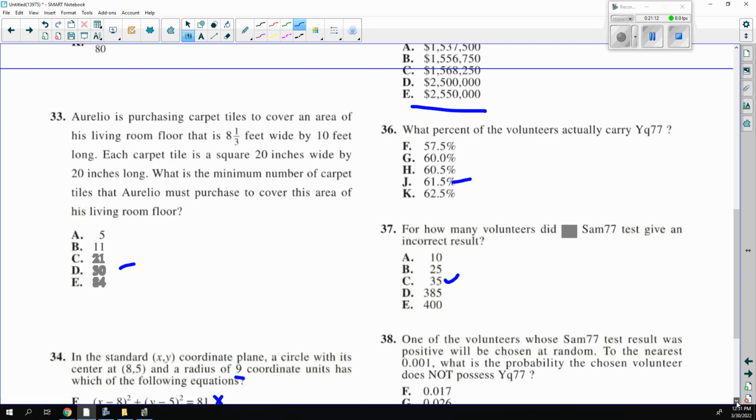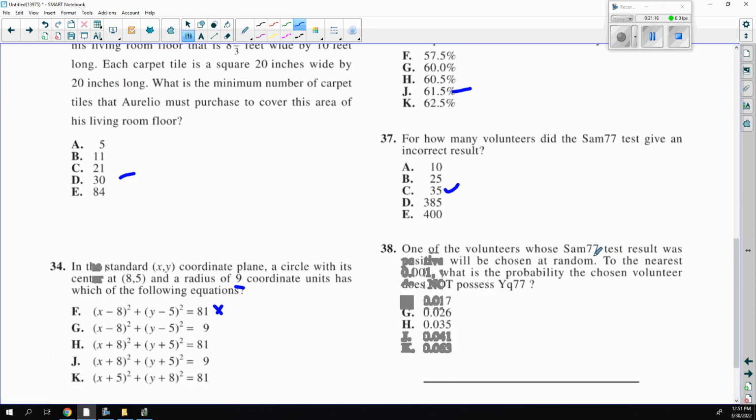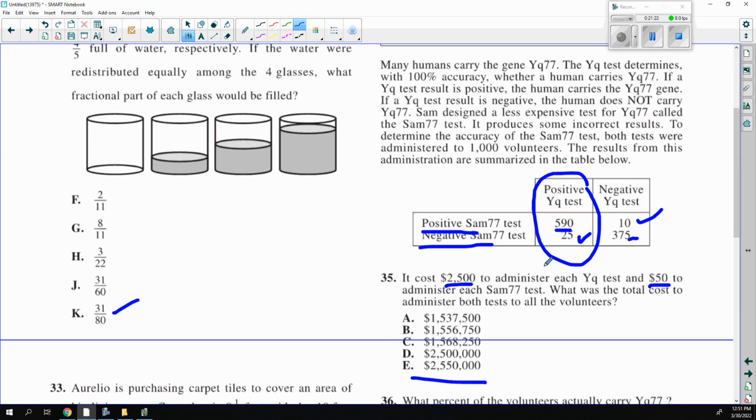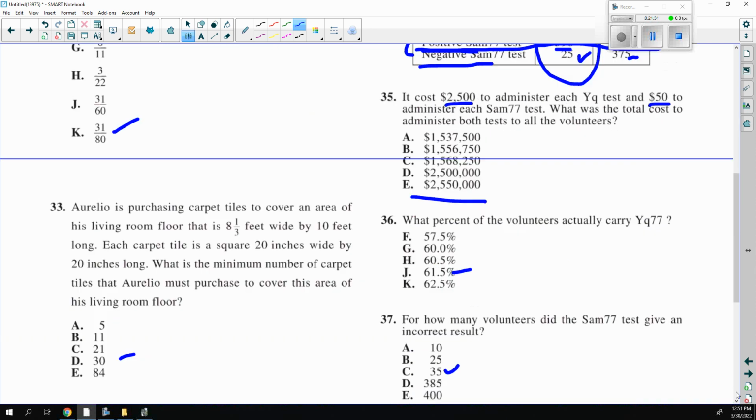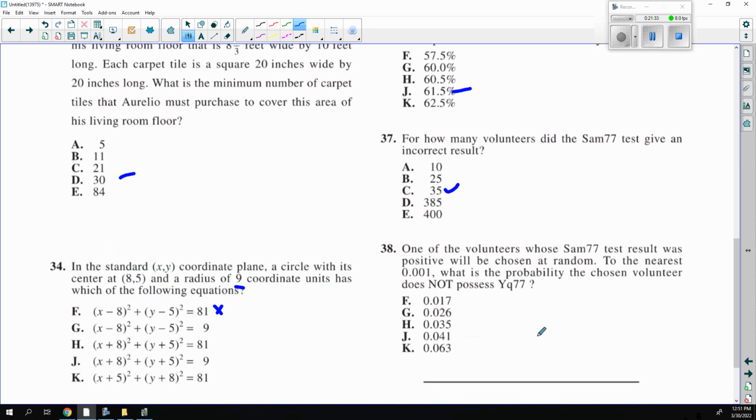Then finally, a positive SAMS test means these are the people who had a positive, so 610 of them were wrong. So how many were wrong? 10 out of 600. If you do that on a calculator, you get 0.016666, rounds to that. Those were tough.